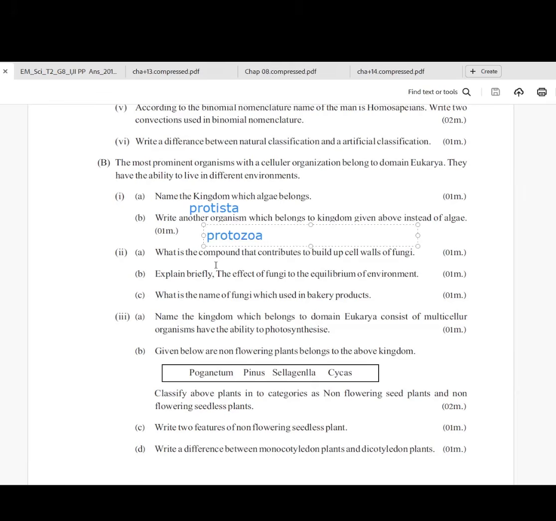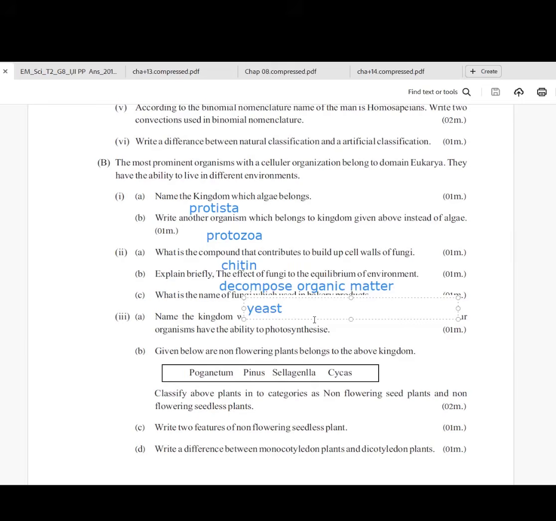What is the compound that contributes to build up the cell wall of fungi? It is chitin. Explain briefly the effect of fungi on the equilibrium of the environment. Decompose organic matter. What is the name of fungi which is used in bakery products? Yeast.